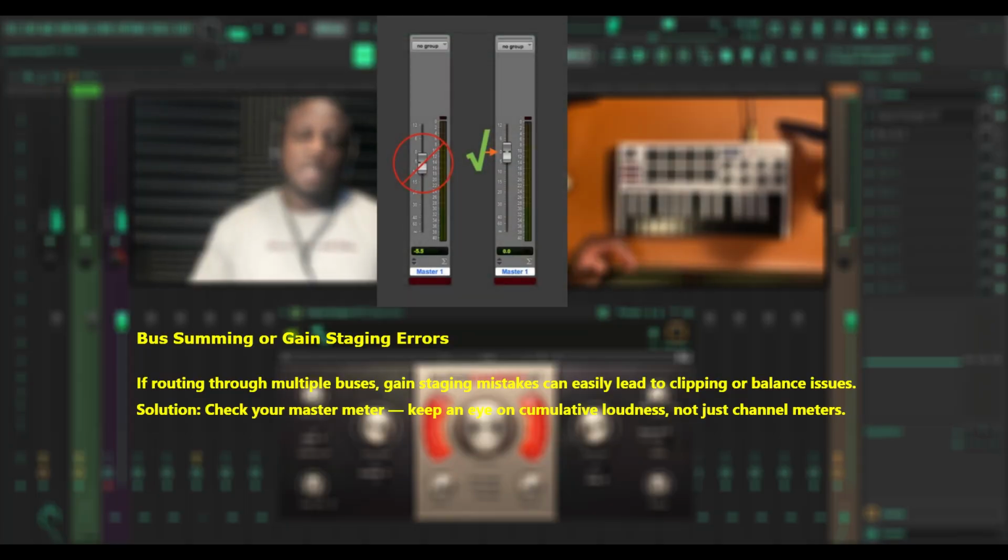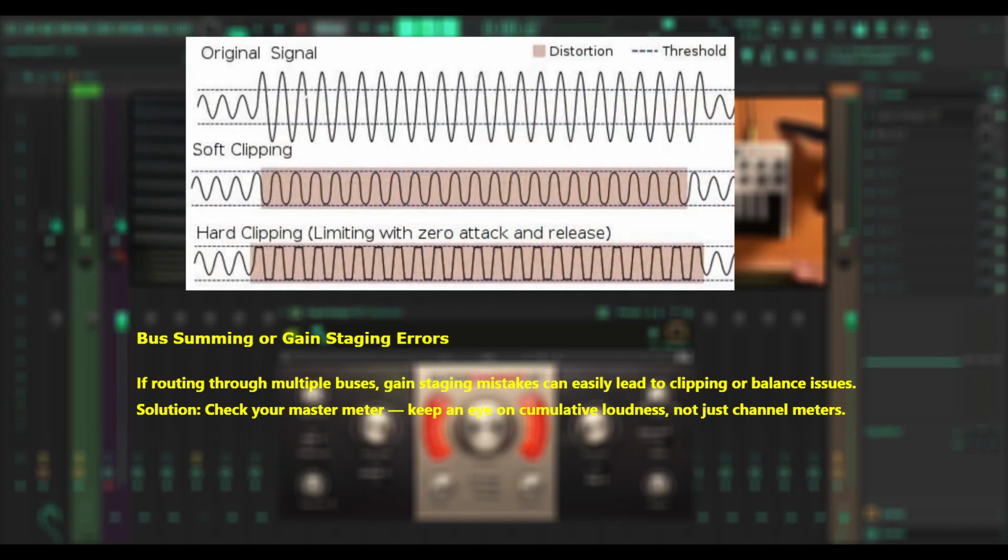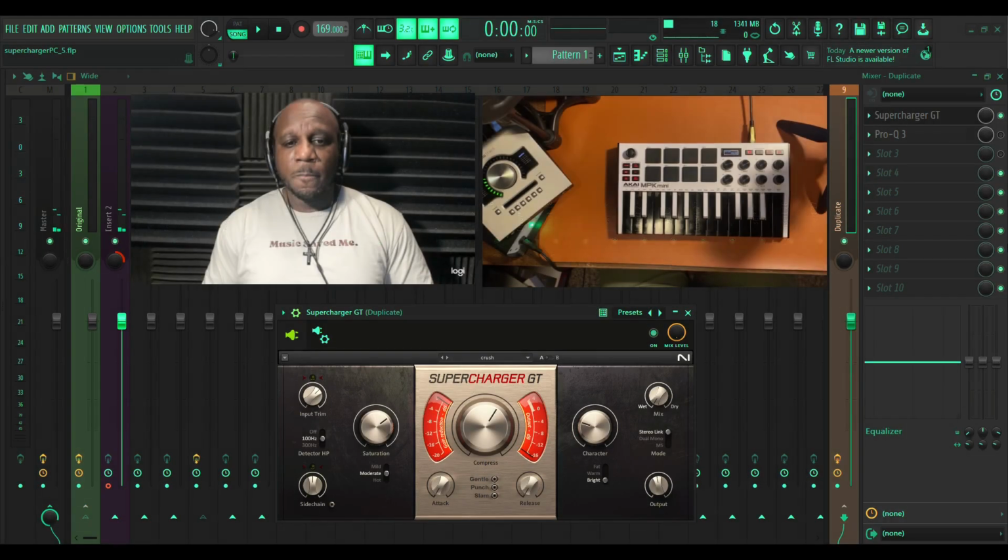Six is bus summing or gain stage errors. If your routing is done improperly, or if you're gain staging and you're not mindful of the input and output of your signal, it can lead to phasing, clipping, and balancing issues.